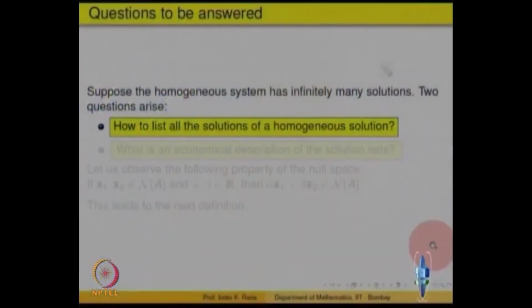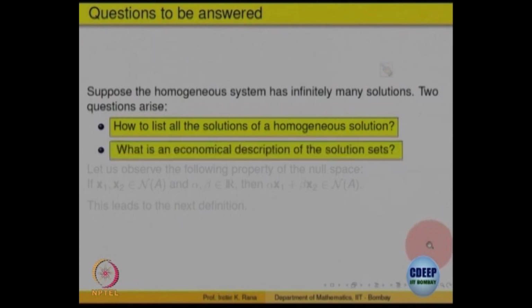So, the question is how to list all solutions of a homogeneous system. We are reducing the problem to the homogeneous case, in a sense, and what is the best economical way of telling what all the solutions are? You can say this is a solution set, but can I give a method of generating all the solutions of the homogeneous system, right? What is the most economical way?